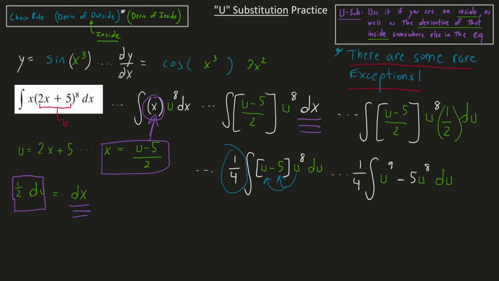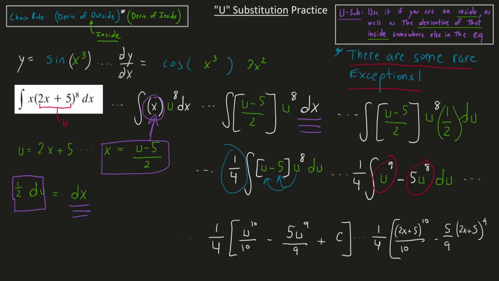And now I can antiderive each one of these terms using the inverse power rule. So the antiderivative of u to the 9th is u to the 10th over 10, and the antiderivative of 5u to the 8th is 5u to the 9th over 9. And of course, I want to plug x back in for these u's. So instead of saying u to the 10th, I say (2x plus 5) to the 10th, and etc.